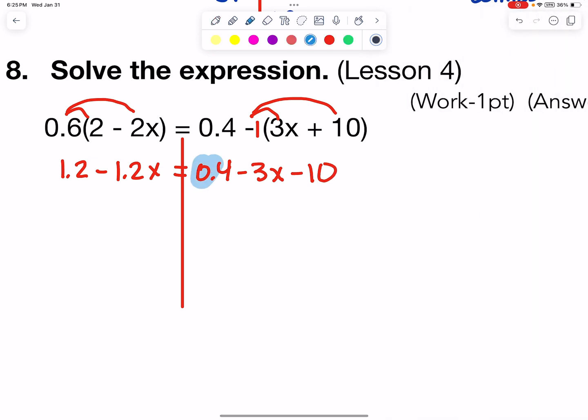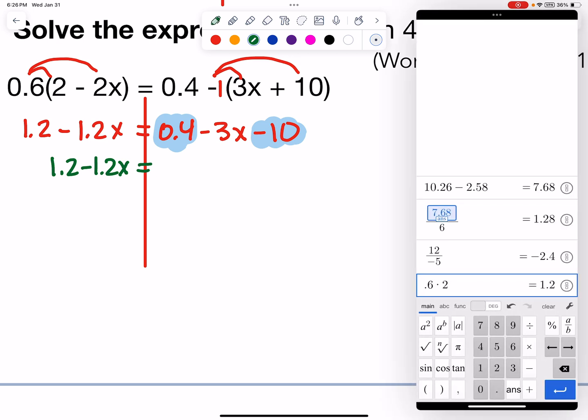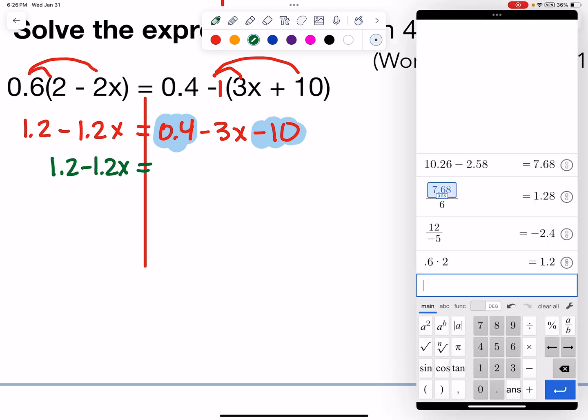We have a constant here and a constant here that we need to combine. And so we end up with 1.2 minus 1.2x equals, and then we need to go ahead and combine that. So a -10 and a positive 0.4 would put us at 9.6, but we never really want to completely trust that. So 0.4 minus 10, let's see, yep, -9.6. Okay, always good to check with your calculator.